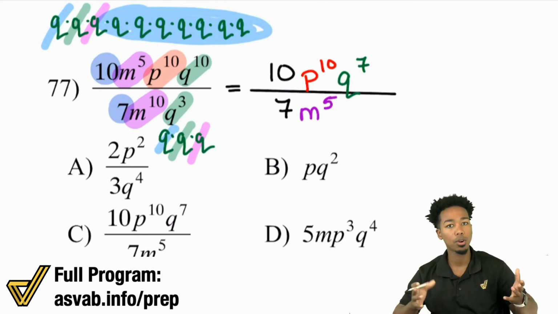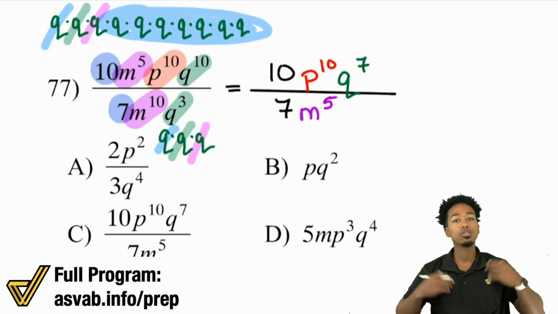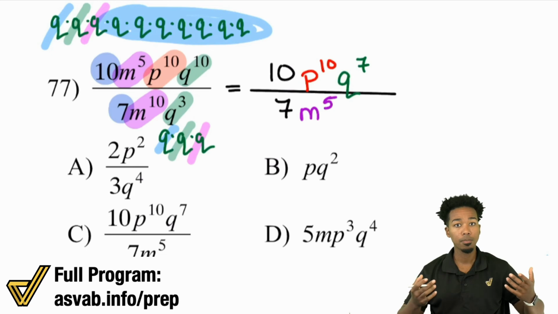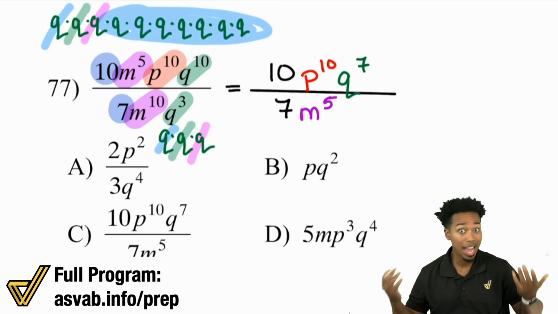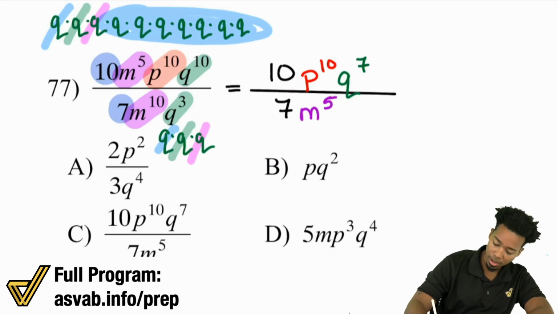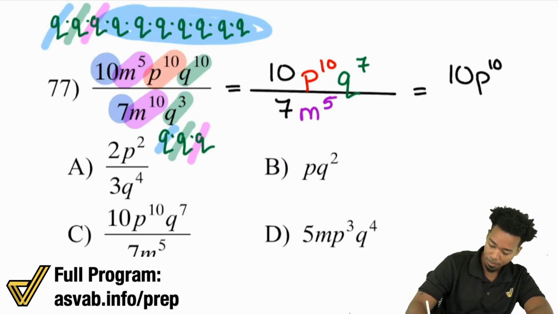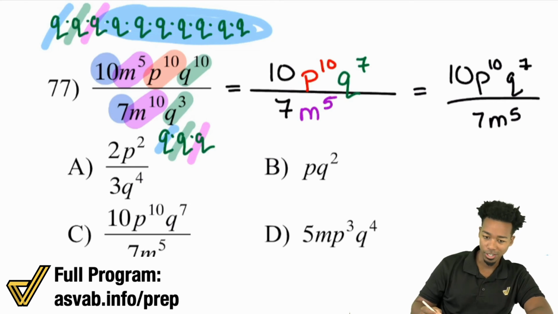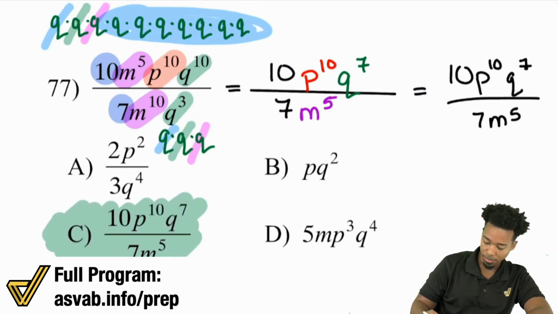That's why it works, again, because you're canceling out and you're leaving the amount of the remainder wherever there were more, because that's naturally, intuitively, how it works. And so there you go. Booyah, our final answer is 10p to the power of 10, q to the power of 7, all over 7m to the power of 5, and we are good. That is answer choice C, and we are good.